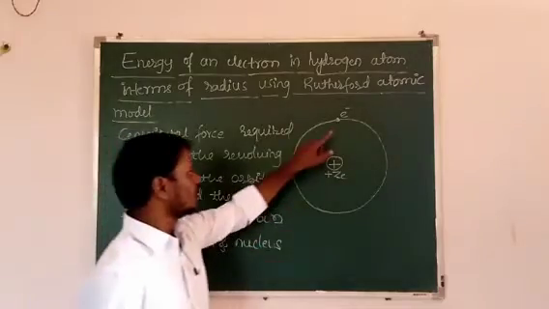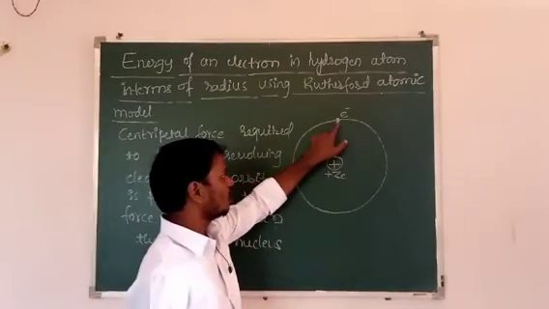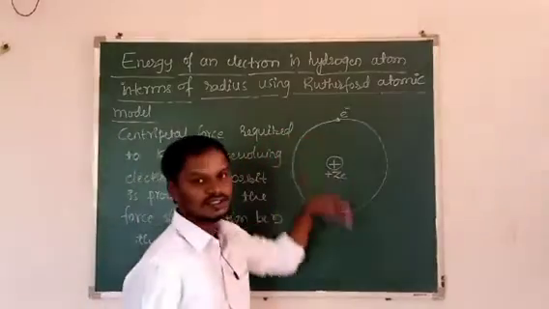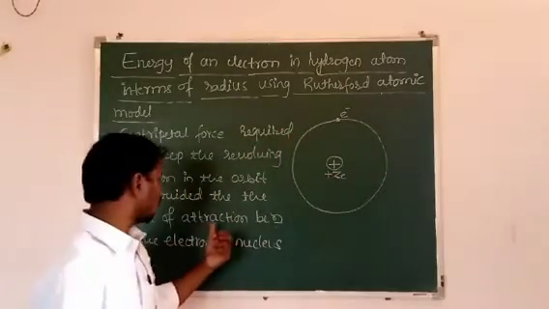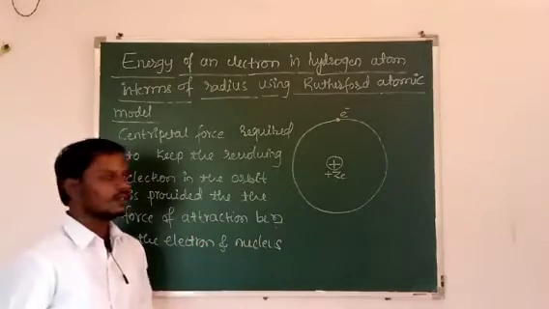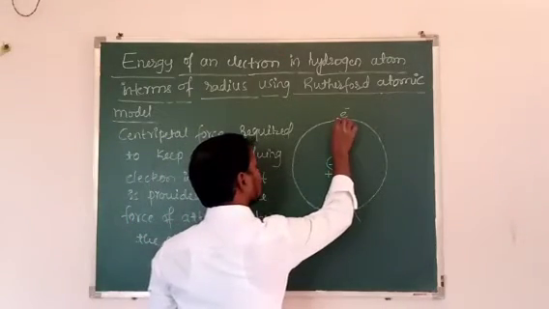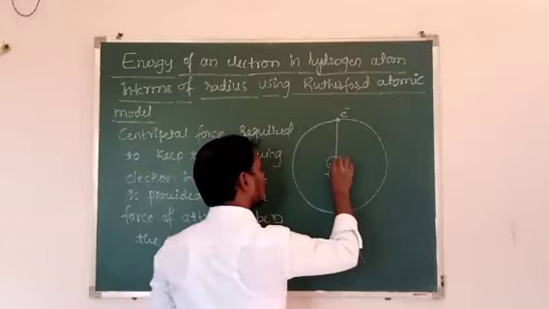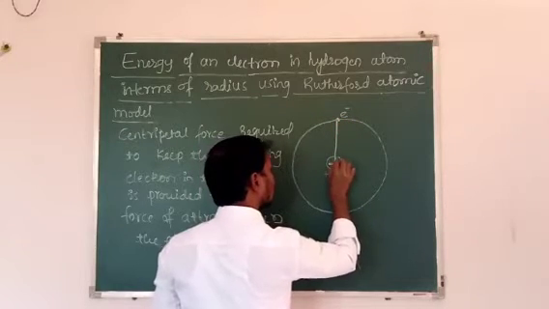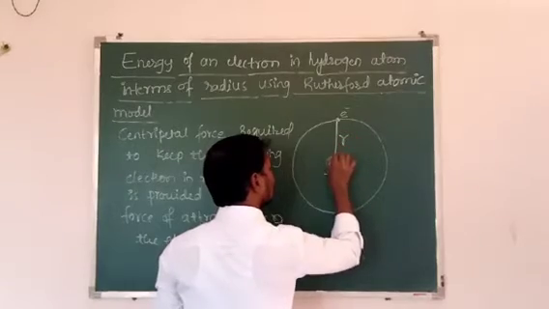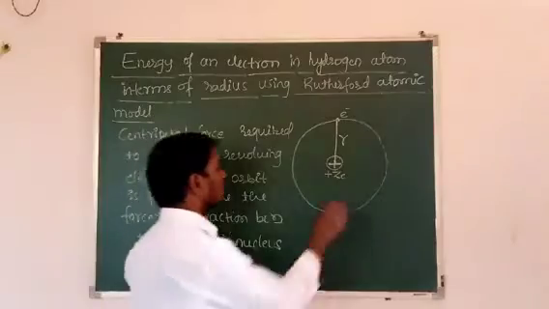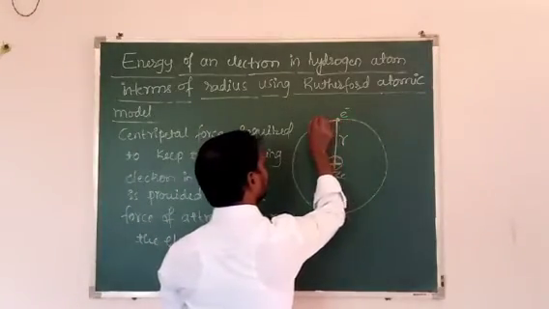So the force acting on the revolving electron is called centripetal force. That centripetal force is due to the Coulomb force. What is that Coulomb force? It is the force of attraction between the electron and nucleus. Then let us consider this is the radius of the orbit, that is r. The electron is revolving around the nucleus.